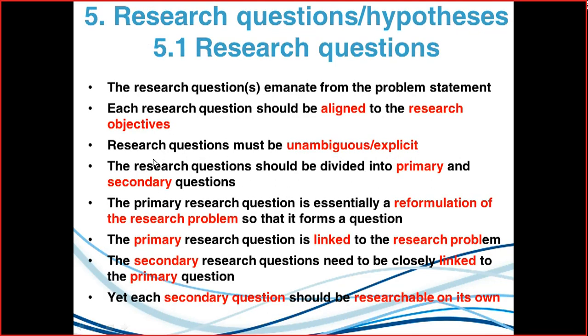Then your research questions are fully aligned to your research objectives. And so the research questions should be divided again into primary and secondary questions. The primary research question is a reformulation of the research problem, so it forms a question. The primary research objective is linked to the research problem. The secondary research questions need to be linked to the primary research question, yet each secondary question should be researched on its own.